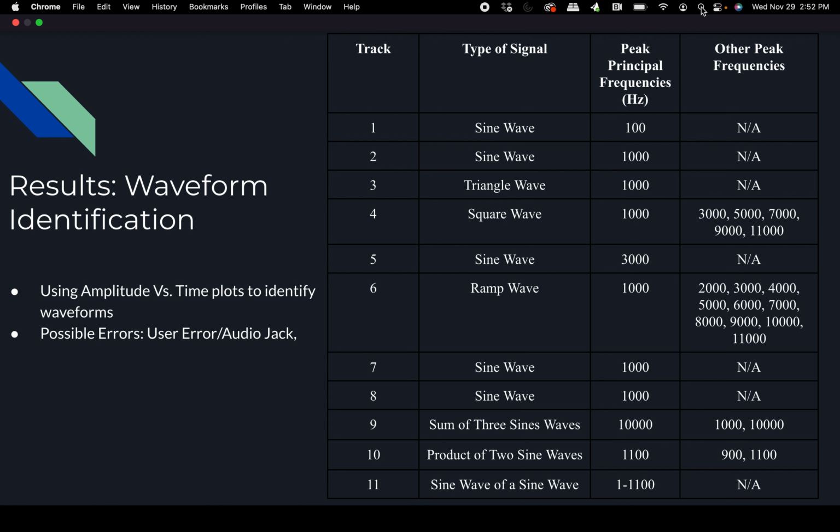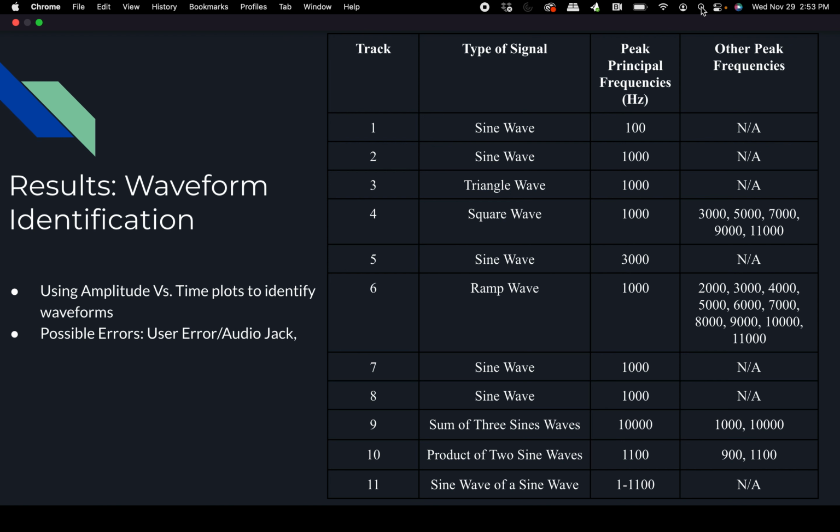Some results that we got from that: waveform identification, where there were 11 tracks with different frequencies and different peak frequencies. Not each one had different waves, but there were different waves for different tracks. As you can tell, there were sine waves, triangle waves, square waves, ramp waves, and a little bit in between, multiple sine waves and things like that. We calculated the principal frequencies and other peak frequencies.